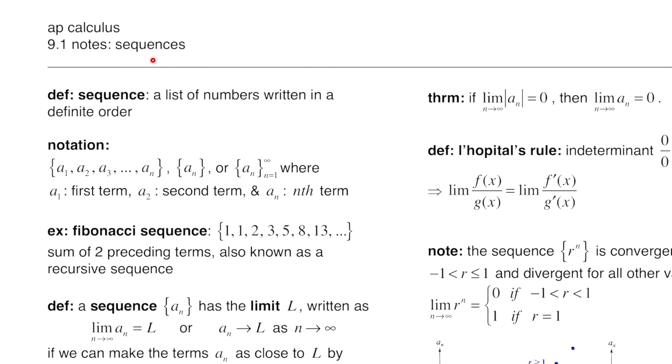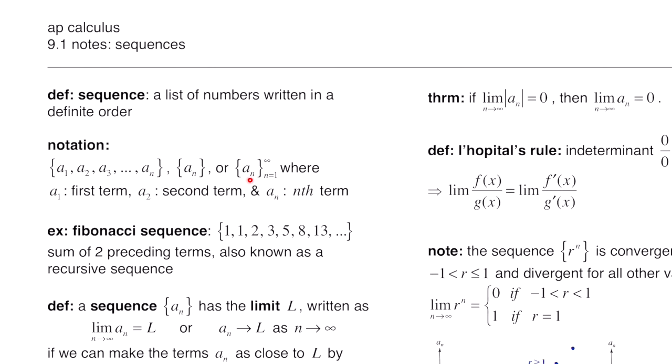In this lesson, we're going to cover sequences. Our definition for a sequence is a list of numbers written in a definite order. Here's our notation. We have set notation, and then it says a sub 1, a sub 2. These are going to be the terms in the sequence, or the sequence will be written in a formula where a sub n is listed right here.